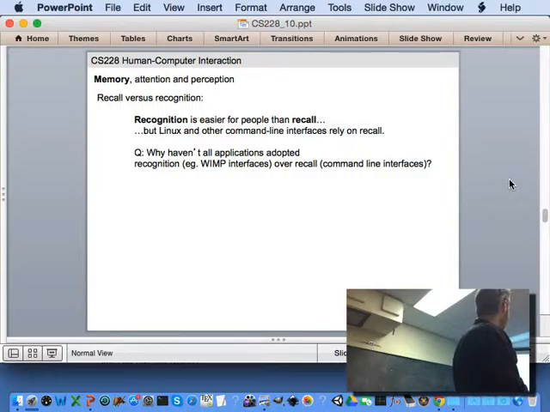In HCI, there's a tongue-in-cheek acronym here for WIMP interfaces. Anybody know what WIMP stands for? Windows, icons, menus, and pointers, right? So basically a GUI, right?